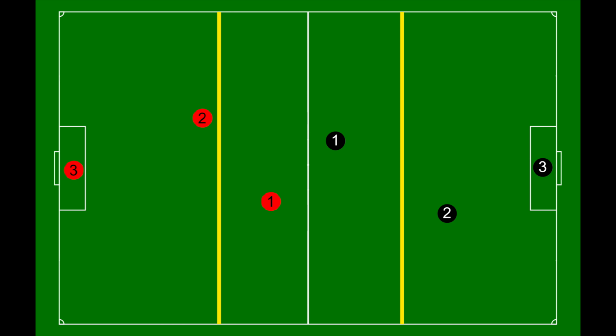But if player 1 is not past the build-out line, there's no penalty. And if the player is past the build-out line but not behind the second to last defender, that player is not in an offsides position.